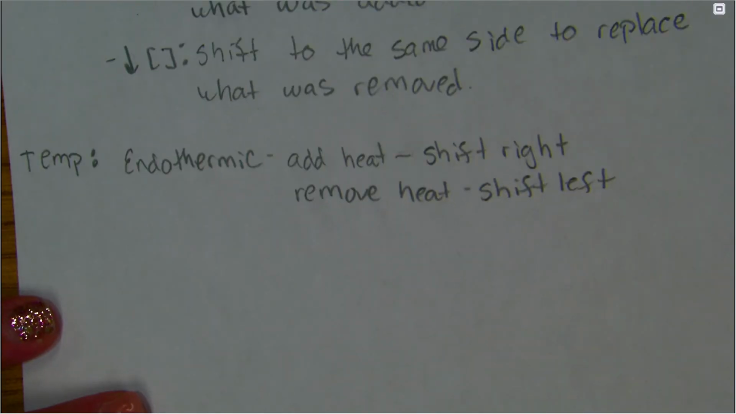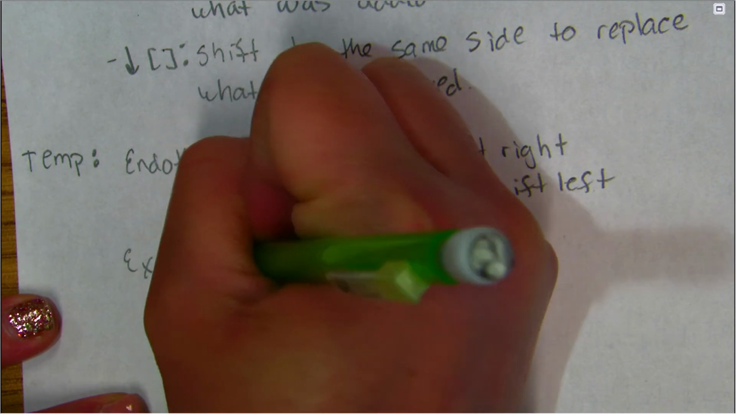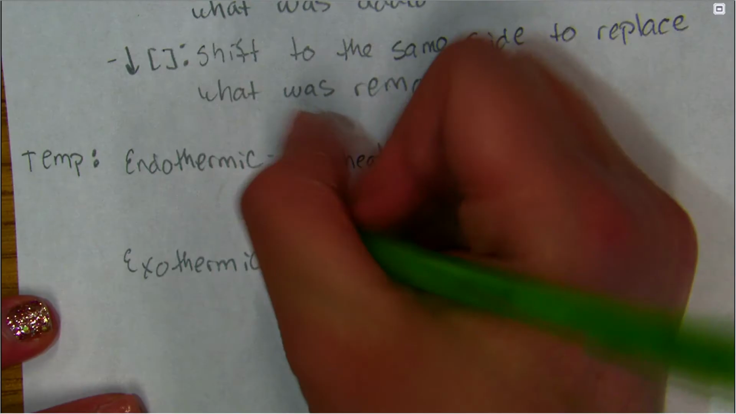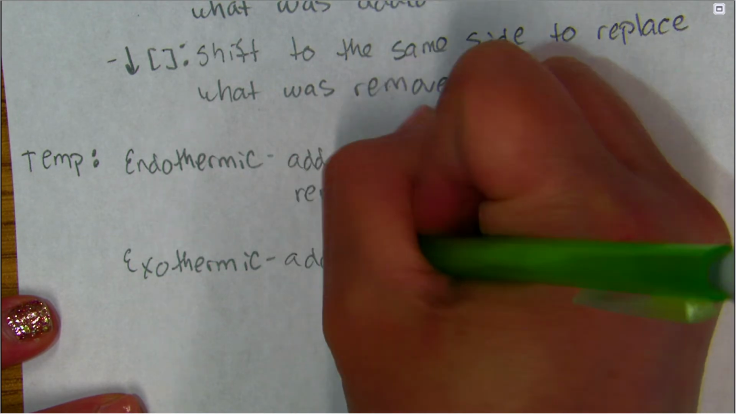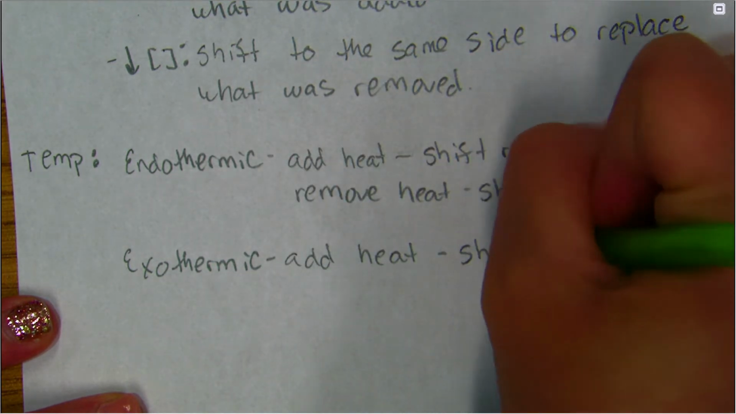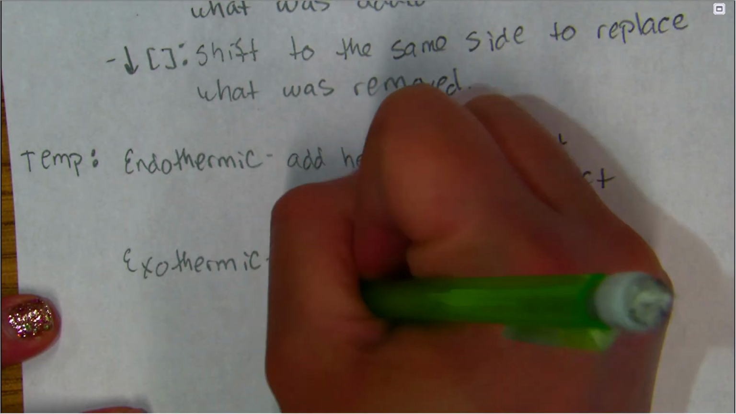If it is an exothermic reaction, when I add heat, the reaction shifts left. Removing heat will shift the reaction right.